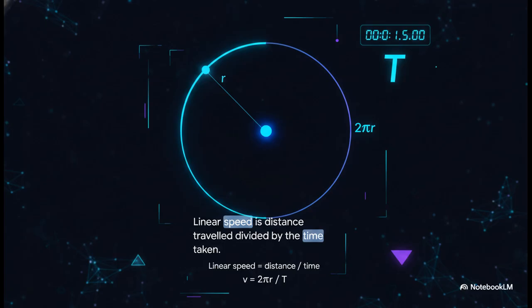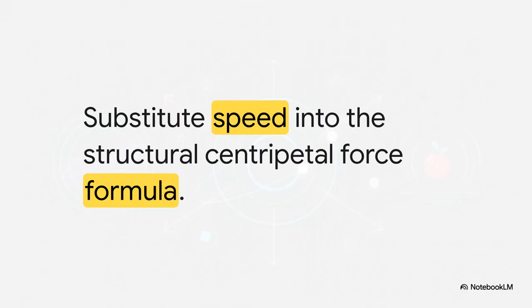First up, step 1. Let's assume a planet moves around the sun in a uniform circular orbit of radius r. How fast is it going? Well, linear speed, or v, is simply the distance traveled divided by the time it took. The distance is just the perimeter of the orbit, which is 2 pi r, and the time taken for one full revolution is the period, which we denote with a capital T. So, velocity v equals 2 pi r divided by T. Next up, step 2.